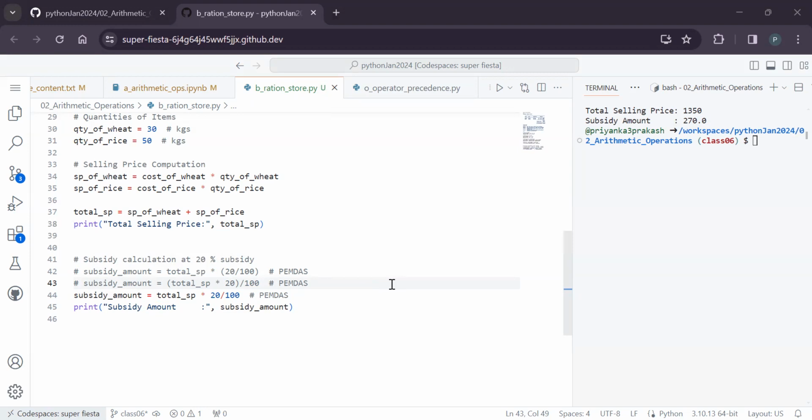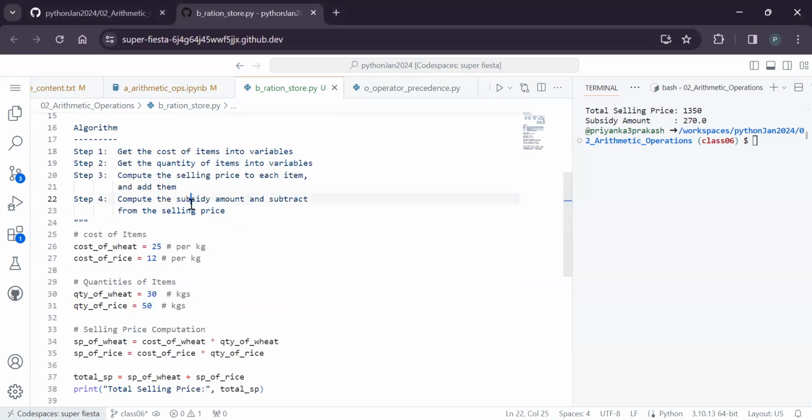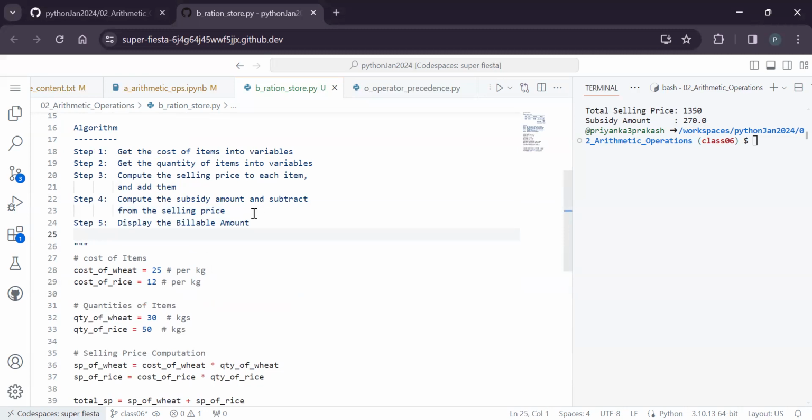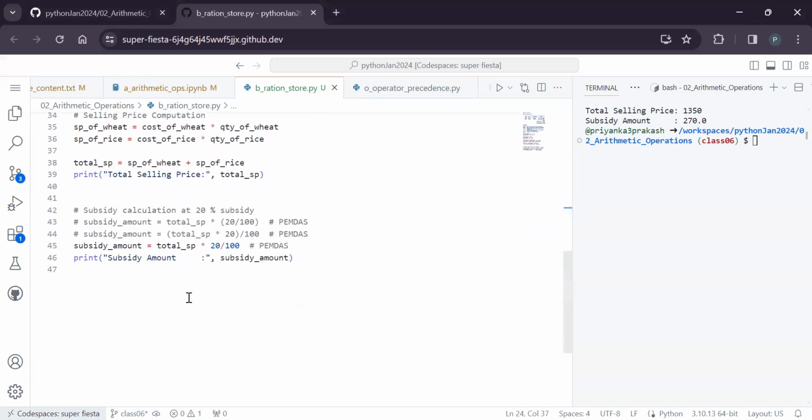So we need to subtract this billing amount. As I told you here, we need to calculate the subsidy. Now we need to subtract and then display the final amount. So now I got a subsidy. Now I want to get the total billing amount.